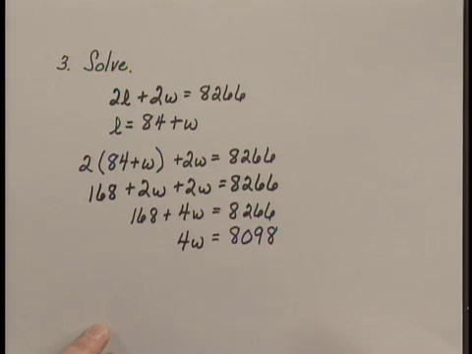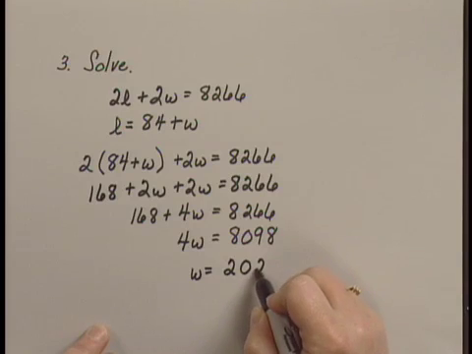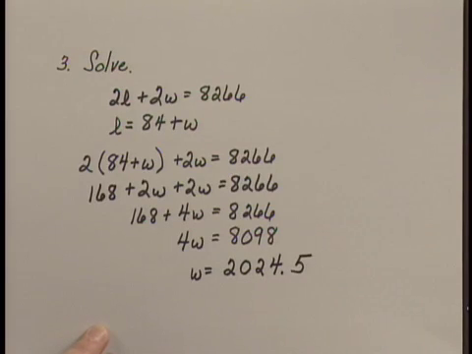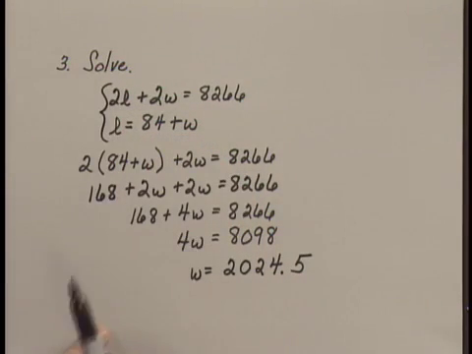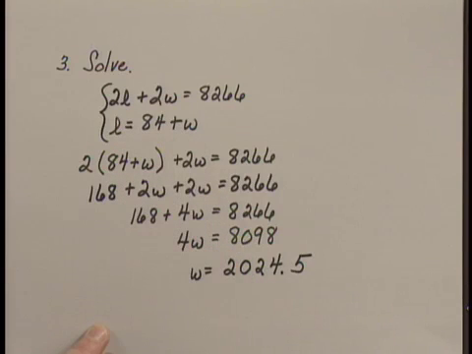Finally, to solve for W, I divide on both sides by 4, and I get that W equals 2,024.5. Now when I found W, I have found, hopefully, the width of the field. I also need to find the length. Looking back at our system of equations here, I can see that the length was 84 more than the width. So I should be able to find the length by adding 84 to the width.